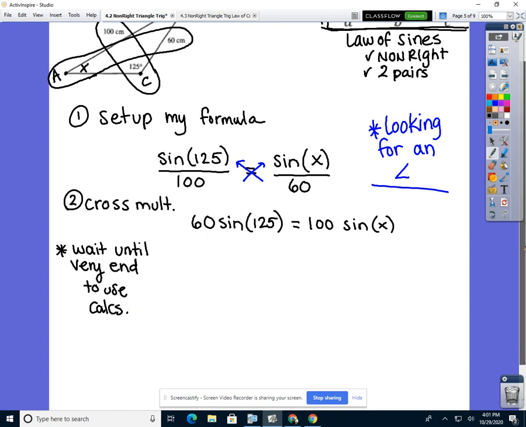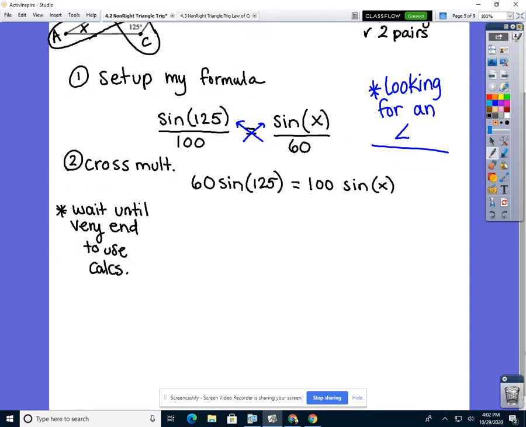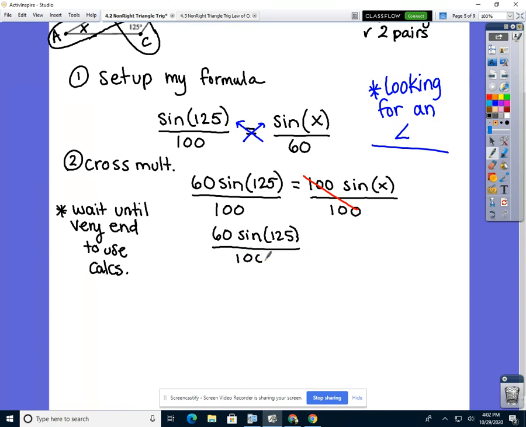So, okay, now, trying to solve for that x, that's my goal. So 100 times sine x, I'm going to divide by 100 because that's our inverse. Inverse of multiplying is dividing. We don't have this anymore. So now we are left with 60 times sine of 125, which if you know that in your head, you are incredibly intelligent. You probably worked very hard for it, so good job. I do not, so we're going to keep going.